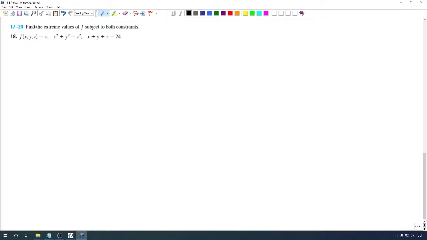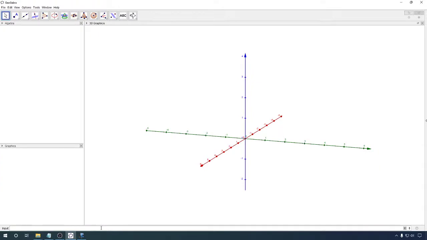But we have another function. This actually is a very nice function. It's just the z value. But we have constraints: x squared plus y squared equals z squared, and then x plus y plus z equals 24. One of those is a nice plane. So again, I want to give you an idea of what this looks like.